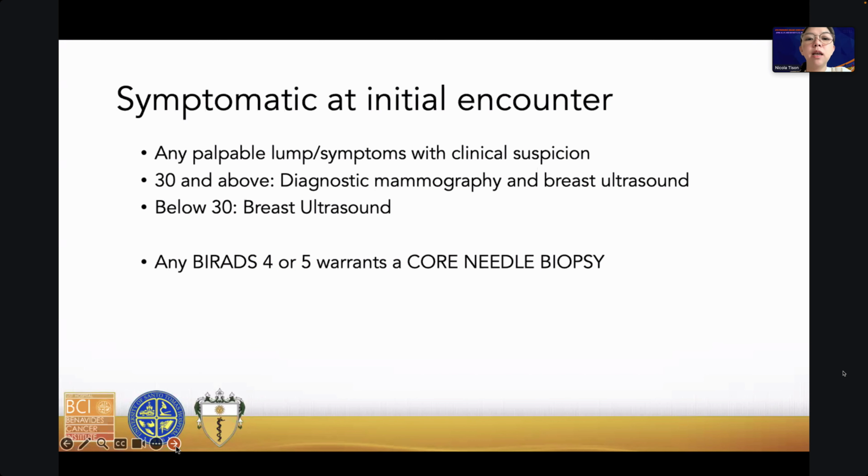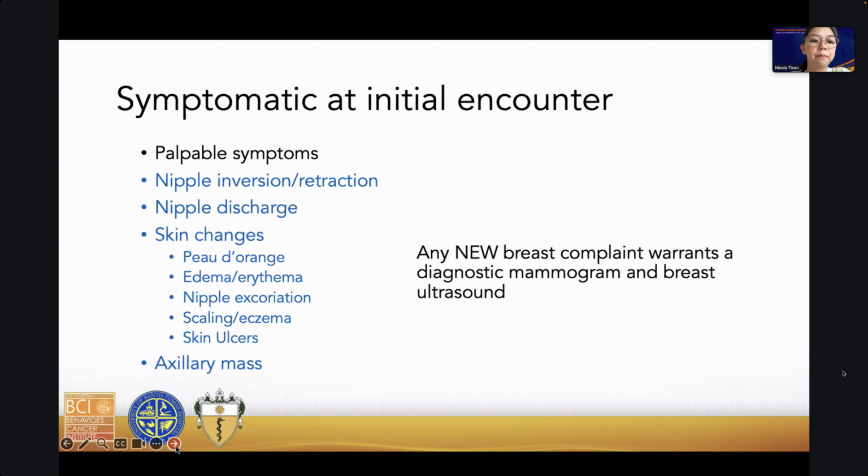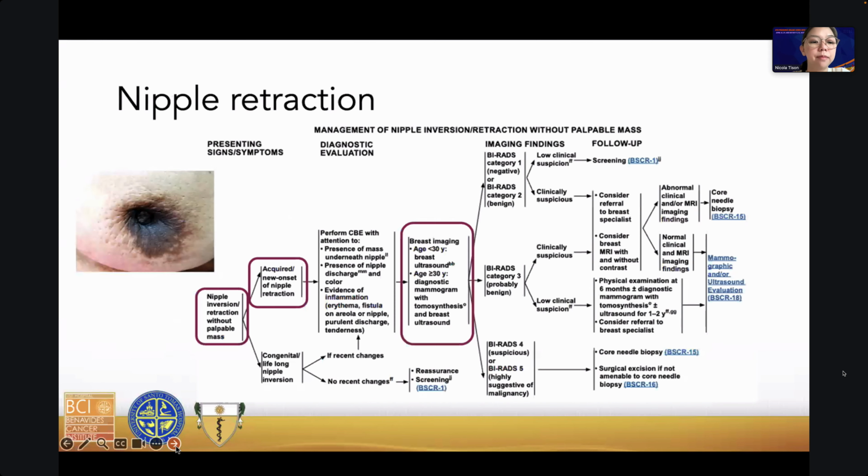Patients below 30, initial imaging would be a breast ultrasound. Any BIRADS 4 or 5 would warrant a core needle biopsy. Now, all these other symptoms, we will be going through them one by one, but in general, regardless of age, any of these new complaints would warrant both a diagnostic mammo and a breast ultrasound. So first, we go through nipple retraction.